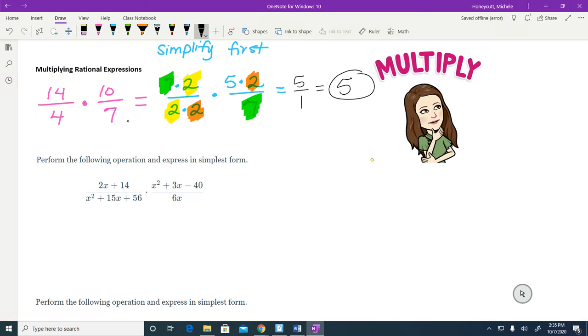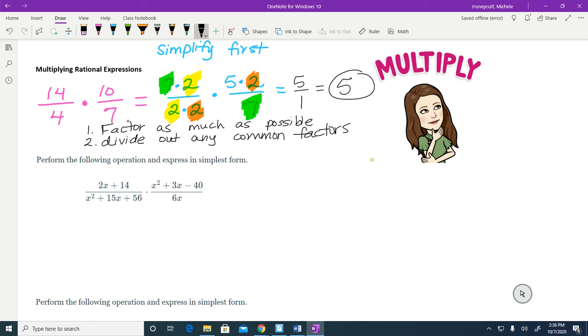So here are the steps. Number 1, you're going to factor everything as much as possible. Does that sound familiar from simplifying? Number 2, then we're going to divide out any common factors. Once you've factored and divided, your third step, that's where the multiplying comes into play. You'll multiply straight across.